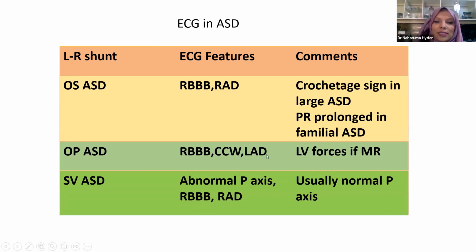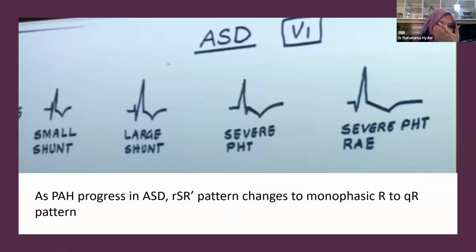And in sinus venosus ASD, usually we get abnormal P axis, but sometimes a normal axis can also be present, along with this RBBB and right axis deviation. I told that this RBBB can tell us the magnitude and severity of the shunt. This is a small shunt, but now the terminal force is tall. So this is a large shunt.